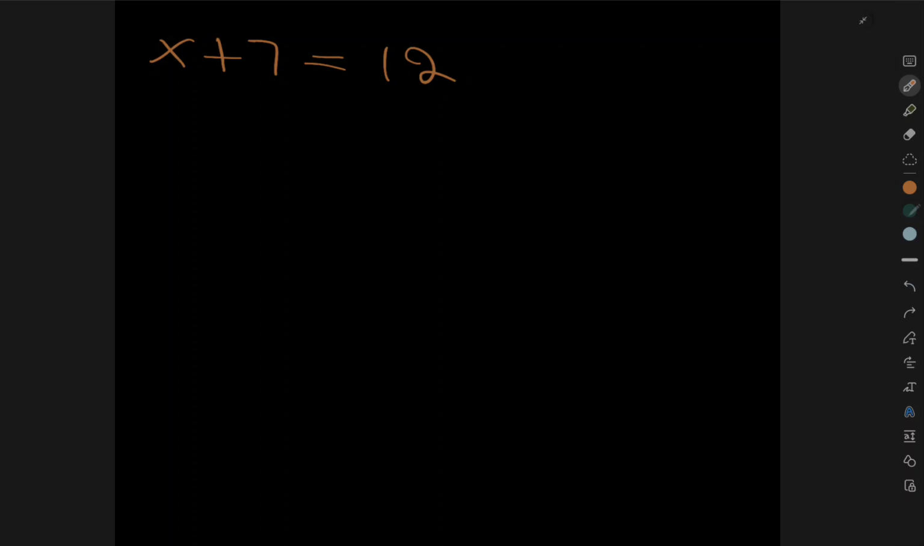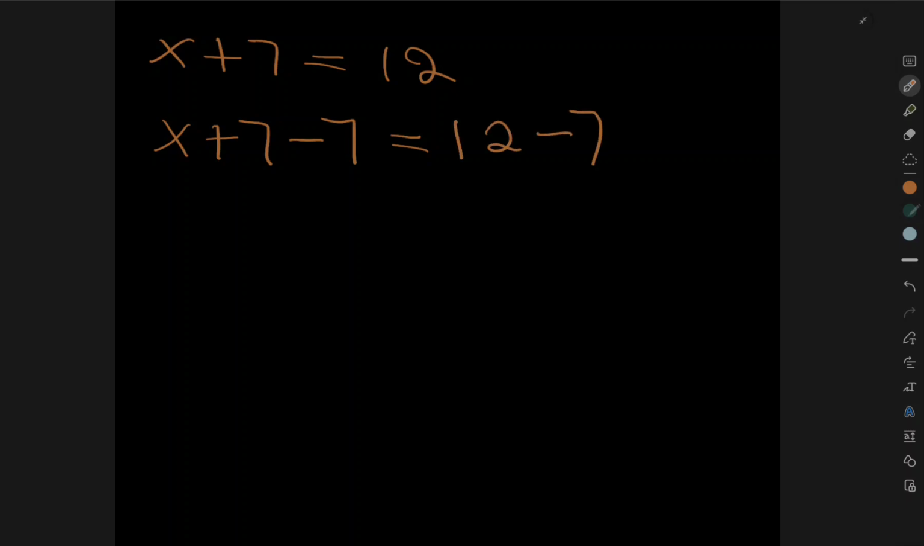So the first rule is whatever we do on the left side of the equation, we always have to do on the right side of the equation. So for example, we're given x plus 7 is equal to 12. What we're trying to do is to get x alone, or x by itself, right? So in order for us to do that, we just have to say x plus 7 minus 7, right? So as you can see on the left side, we just subtracted 7 from 7. If we subtract 7 on the left, that means on the right-hand side we also have to do the same thing.